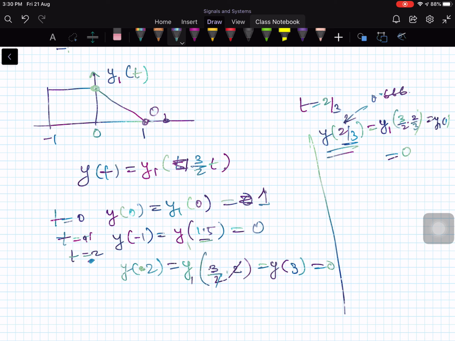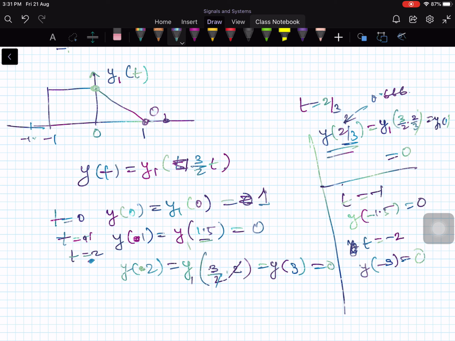So that's it. You stop up to this point. Similarly, on the negative side also you can do it: t equal to -1, then the same thing, this is +1, y of -1.5, -1.5 is 0. When you substitute t equal to -2, then y of -3 is again 0, because if you look at this figure, at -1.5 the value is 0, and at -3 again the value is 0. So no need to go beyond -2. Now you substitute t equal to plus or minus 2 by 3.